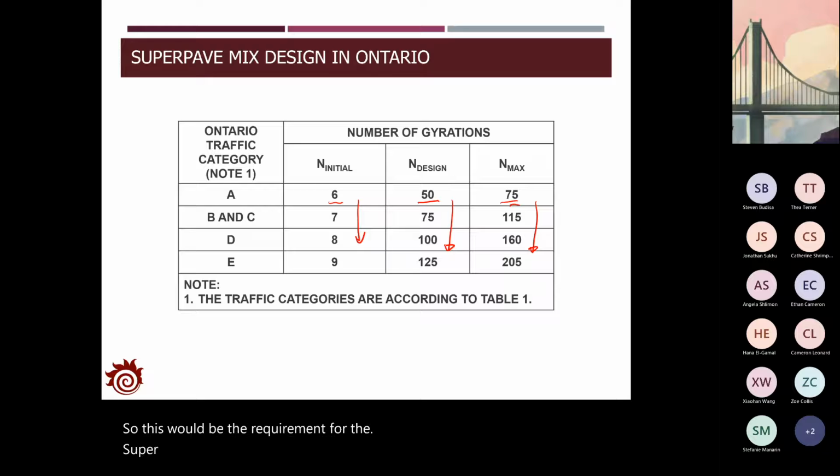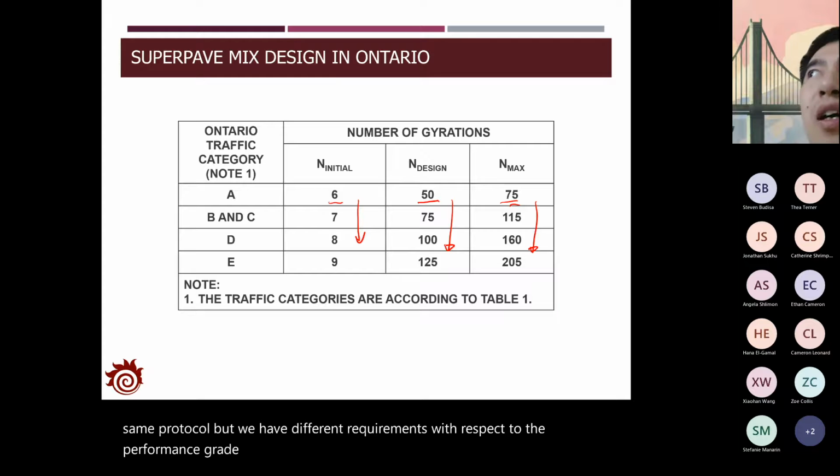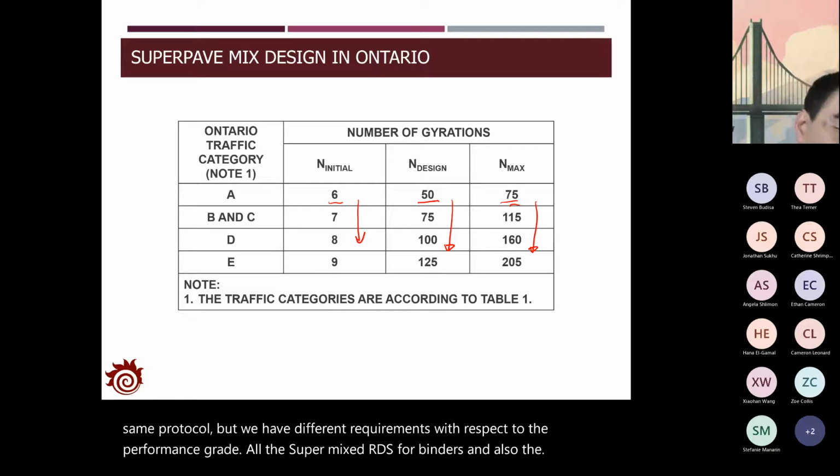Superpave mix design. And we also have to follow the standard moisture sensitivity analysis to measure the tensile strength ratio, to make sure that the sample satisfies the minimum value of 80%. So that would be the requirement for the Superpave mix design in Ontario. We will follow the same protocol, but we have different requirements with respect to the performance grade of the Superpave mix, the asphalt binders, and also the aggregates.